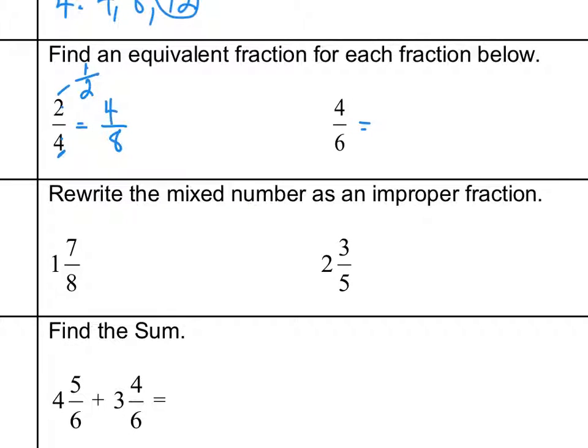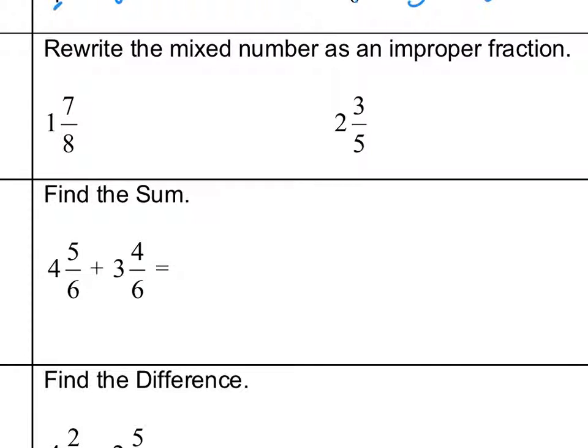Let's half this first because they're both even. Half of 4 is 2. Half of 6 is 3. And then if I wanted to do the doubling trick to also get another equivalent fraction, double 4 is 8 and double 6 is 12. So all of these are equivalent fractions.